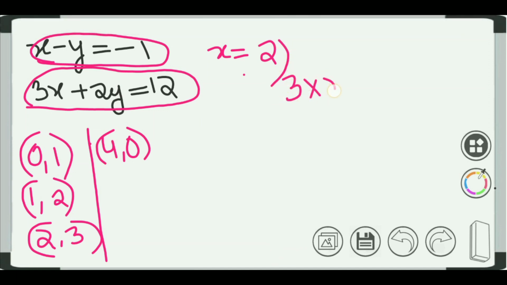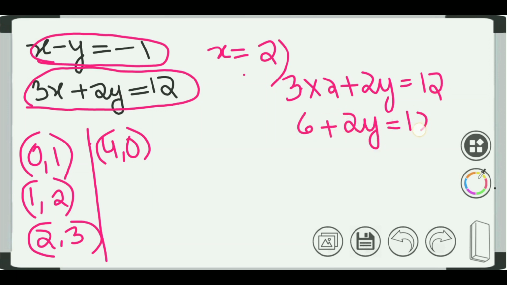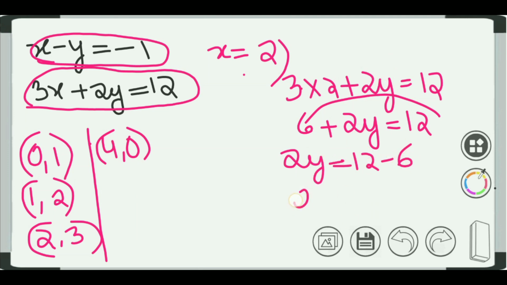3 into 2 plus 2y equal to 12. 3 2s are 6. 6 plus 2y equal to 12. I am taking this 6 this side. 2y equal to 12 minus 6. What is 12 minus 6? 6. So 2y equal to 6. What is y? 6 by 2, which is equal to 3.